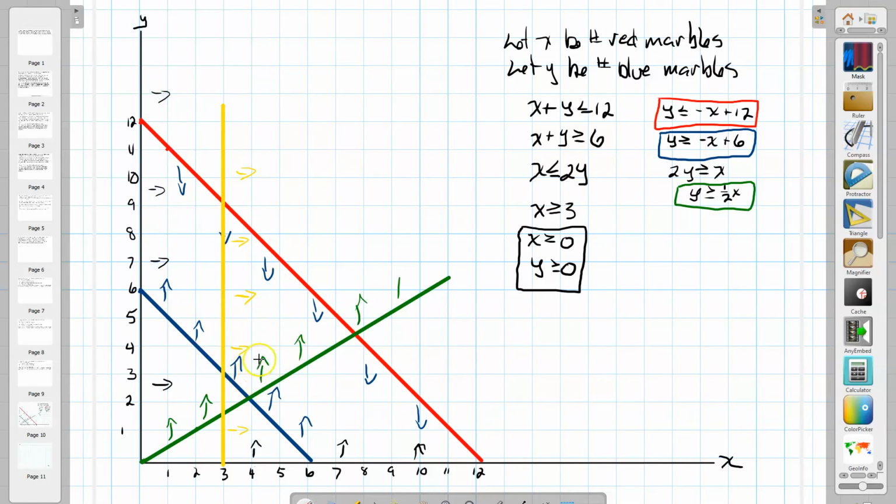So from all of that now, we can look and see which area all of the arrows are pointing to. And if we look very closely, we can see the yellow arrows here, the blue arrows coming down from the red line, the green line, and the blue line. And so we can see that the area inside here is what is being indicated by this system of inequalities.